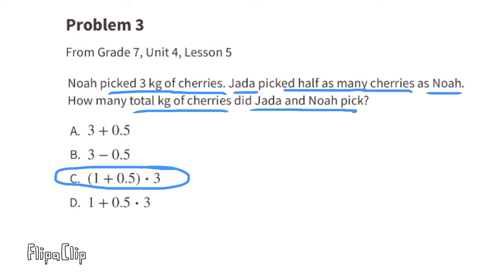3 times 1, or the amount that Noah picked, equals 3. So 3 times the amount Noah picked equals 3 kilograms. And 3 times 0.5, or 3 times the amount of cherries that Jada picked, equals 1.5. Since half of 3 kilograms is 1.5 kilograms, and the information tells us that Jada picked half as many cherries as Noah, I know that expression C matches the story.